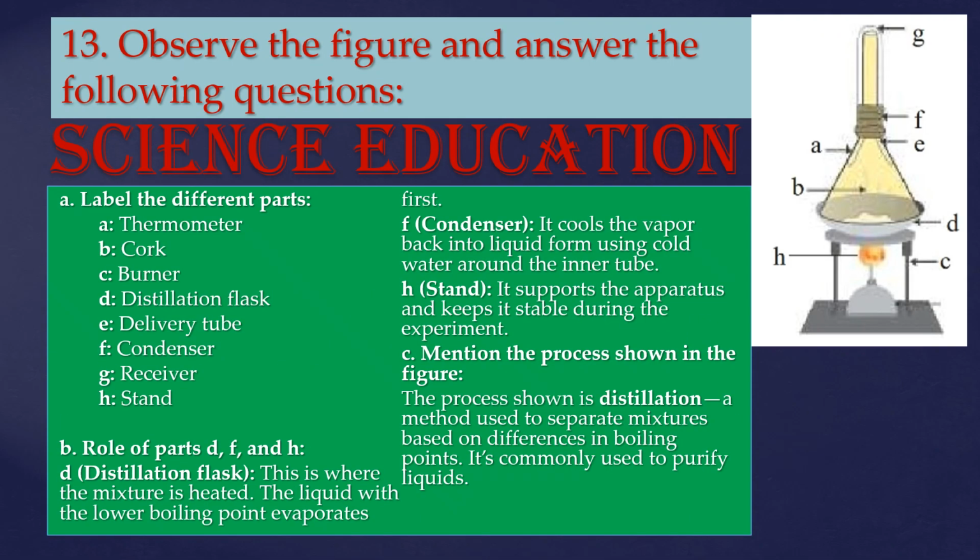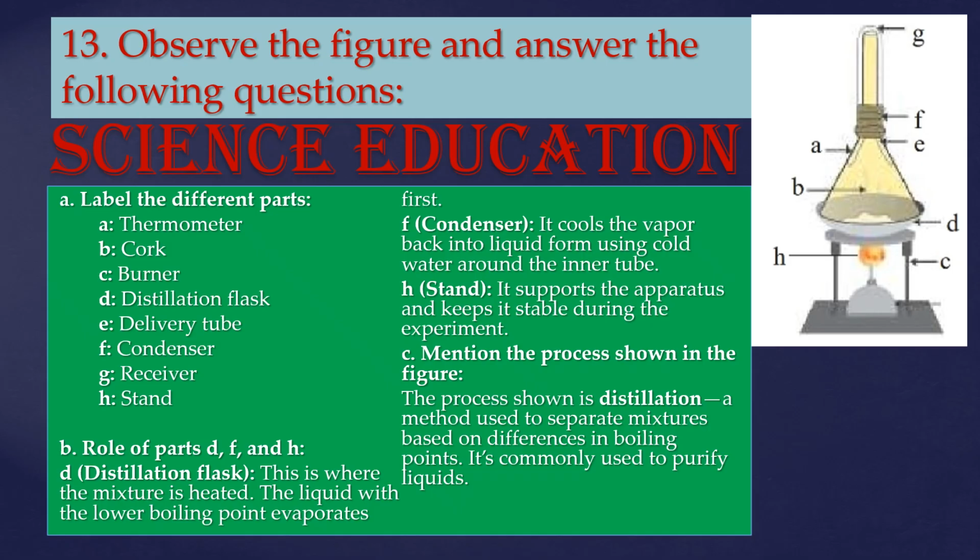Observe the figure and answer the following questions. So the parts are A. Thermometer, B. Cork, C. Burner, D. Distillation flask, E. Delivery tube, F. Condenser, G. Receiver, H. Stand. So the roles of parts D, F and H have been listed there.